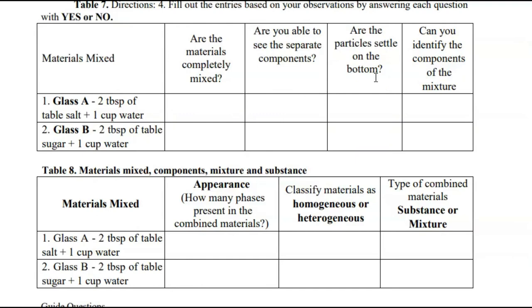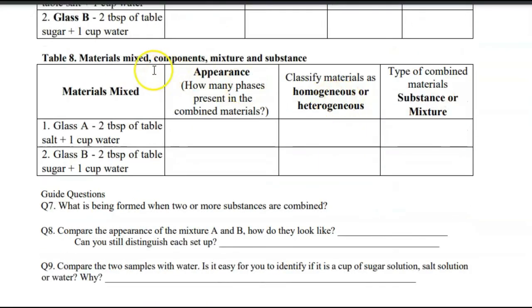So, ibig sabihin yung solute ba natin bumaba lang dun sa ilalim sa babang portion ng water? Yes or no? Can you identify the components of the mixture? Yes or no? Let's move on. Materials mix, components, mixtures, and substance. Glass A, meron yung salt at water. Glass B, sugar at water.